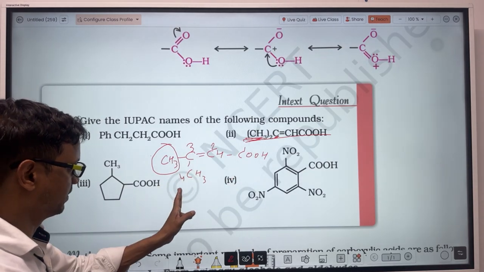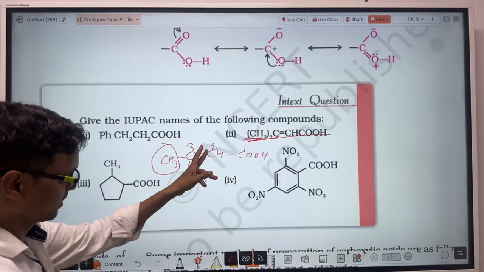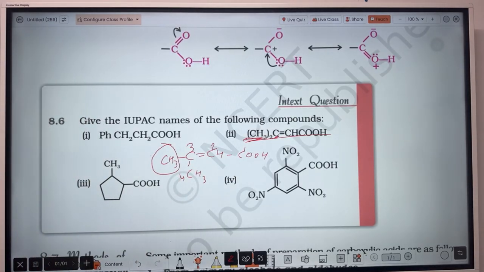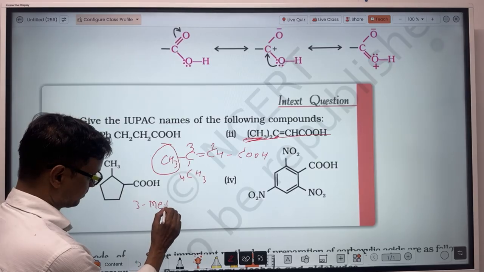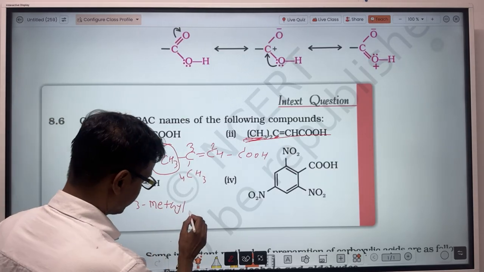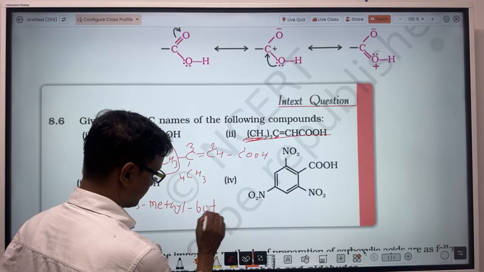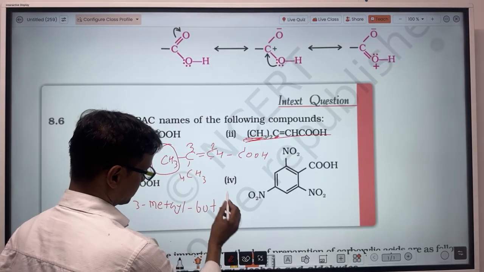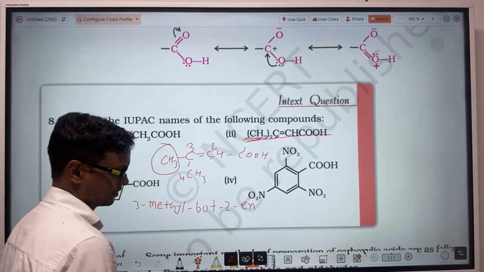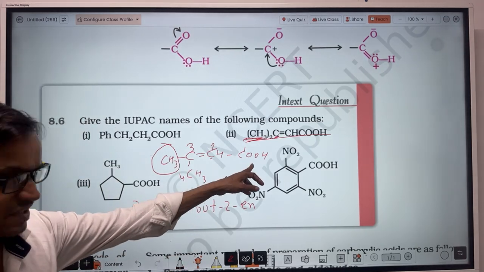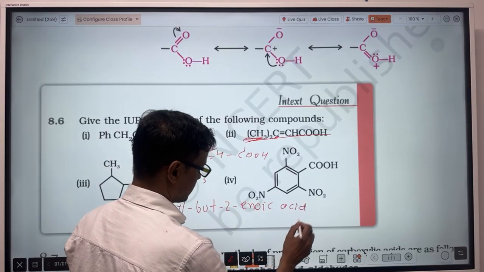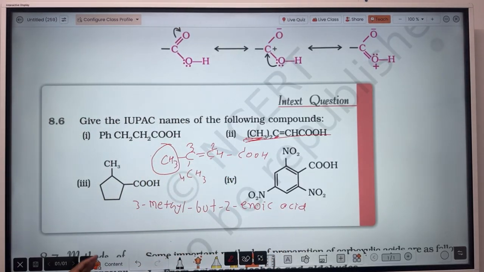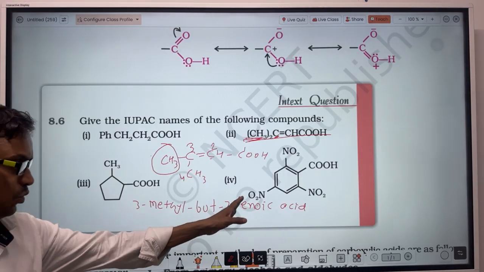So the main chain is of 4 carbons, so it will be butane. And at second position there is a double bond. At third position there is methyl, so we will write methyl. Then but, and since the double bond is at second position, we write but-2-en, and COOH is at first position, so simply write oic acid. So the IUPAC name of this compound is 3-methyl but-2-enoic acid.